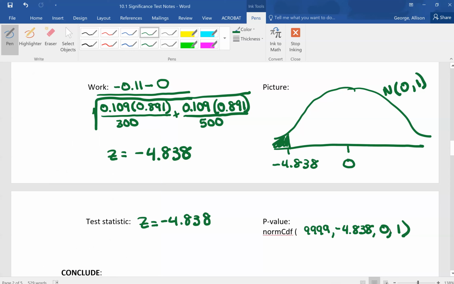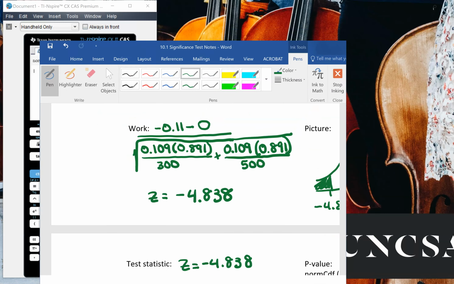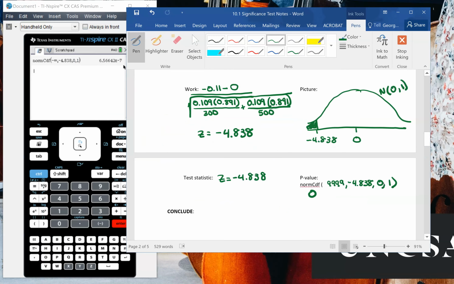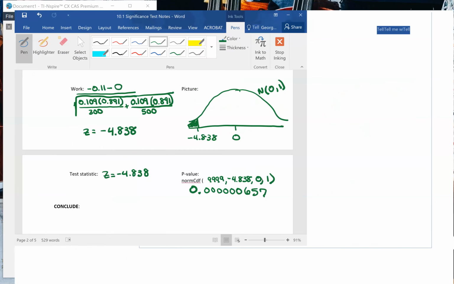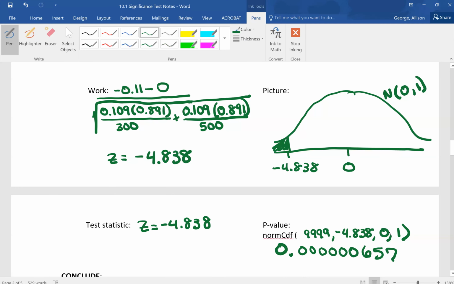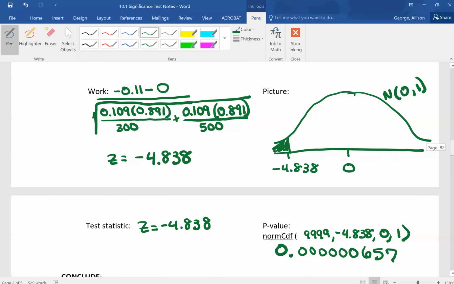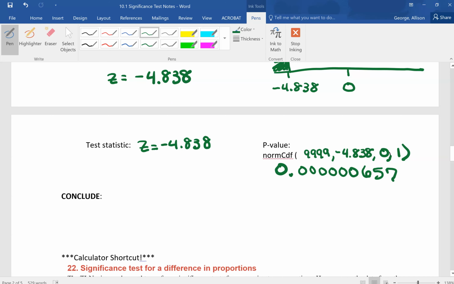So our p-value ends up being 0.000000657. Alright, so y'all tell me, is that bigger than 0.05 or smaller than 0.05? Alright, so our p-value works out to be 0.000000657. That's, y'all tell me, that's definitely smaller than 0.05.